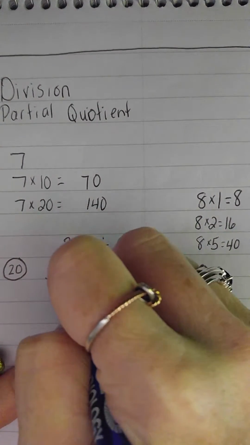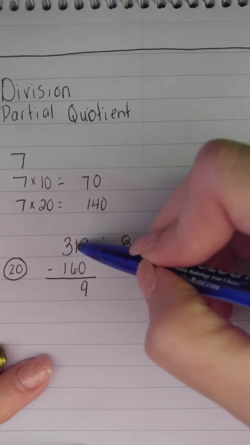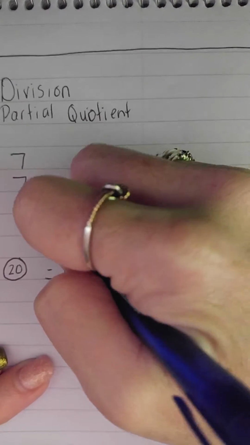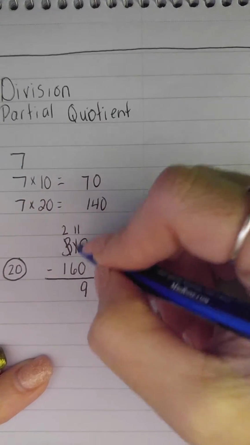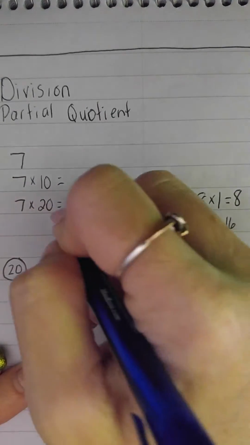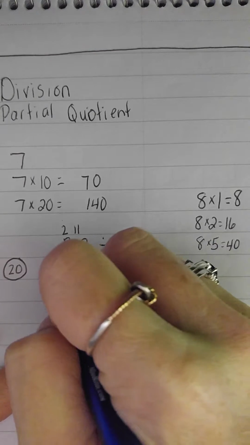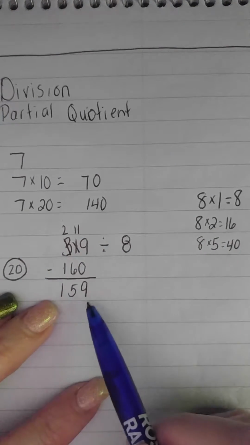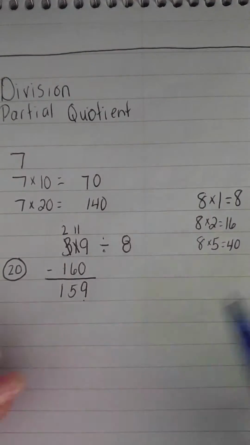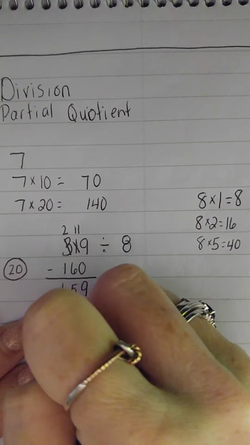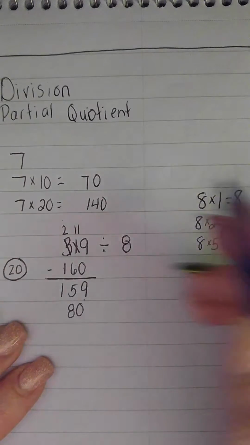Now I'm going to subtract, and I obviously have to regroup because I can't take 6 away from 1. I'm regrouping. That gives me 11. 11 minus 6 is 5. 2 minus 1 is 1. Now I can't do another 160 because I only have 159 left, but I can do 80. That's another big chunk that I can subtract out, and that would be 8 times 10.